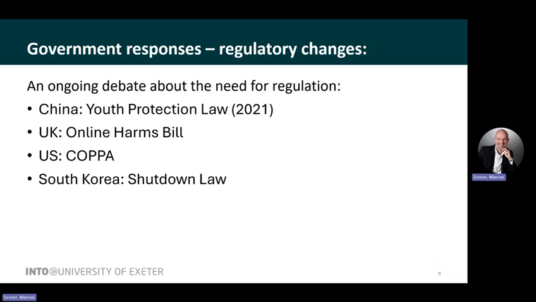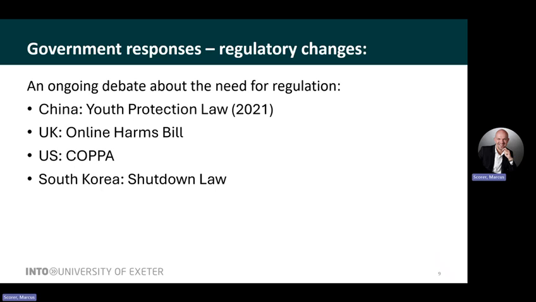There are numerous other examples of government regulation of social media with young people in mind, such as South Korea's shutdown law, which originally prohibited children under 16 from accessing online games between midnight and 6 a.m.